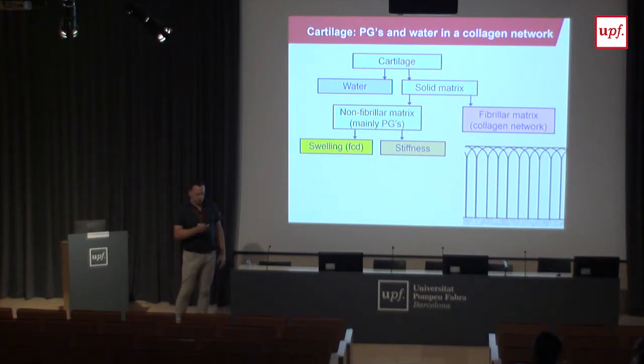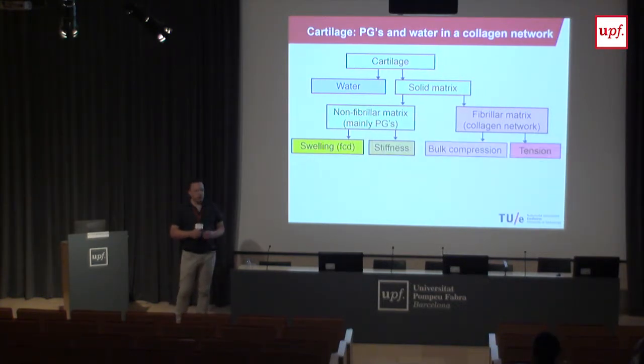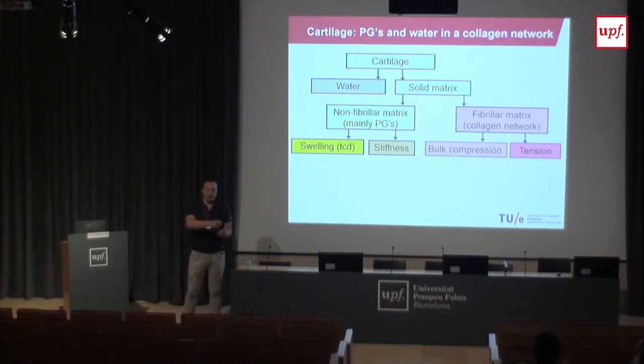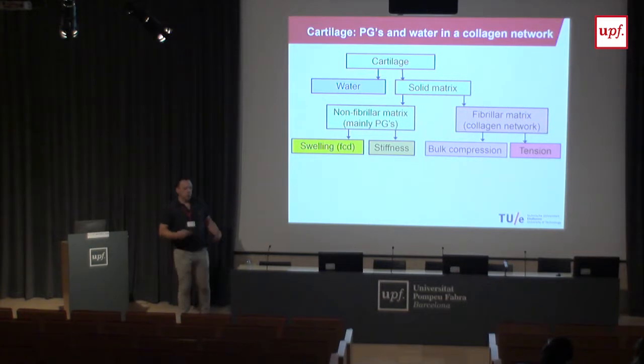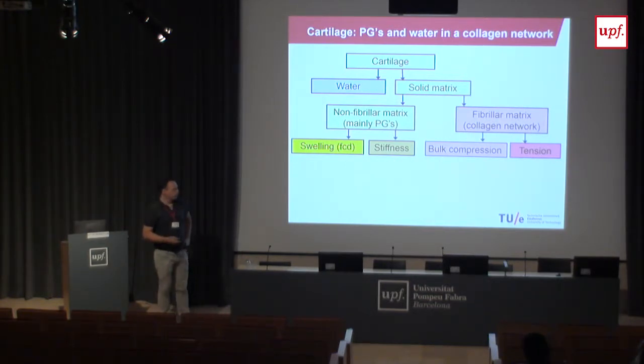And for the fibers, well, basically we know that if you look at the fiber, you can pull it and it's really stiff in tension. But if you compress it, it doesn't do much until you really have a lot of these collagen fibers piling up, and then they have a certain compressive stiffness as well. So basically there's bulk compression stiffness and we have tension in the fibers. So they resist tension, they resist the swelling, therefore.